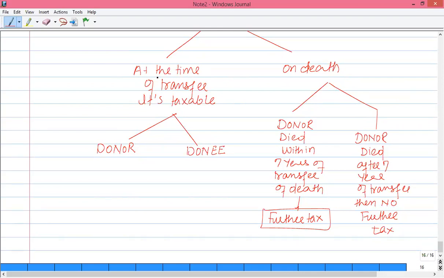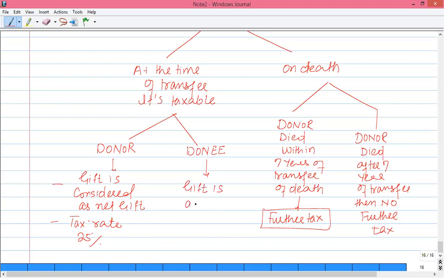Now, at the time of transfer, if donor has to pay tax, then that gift is considered as a net gift. And the tax rate would be 25%. And if donee pays tax, then gift is a gross gift, and the tax rate is considered to be 20%.